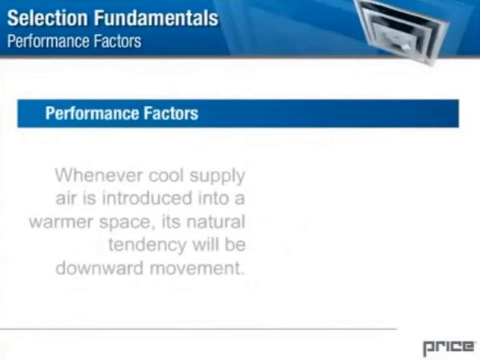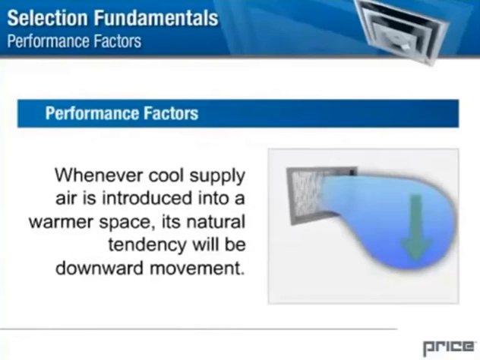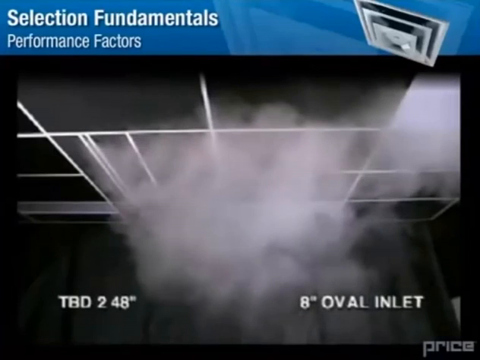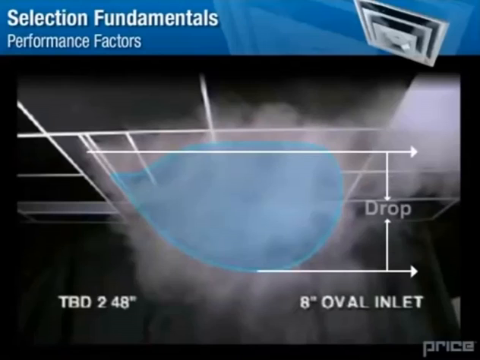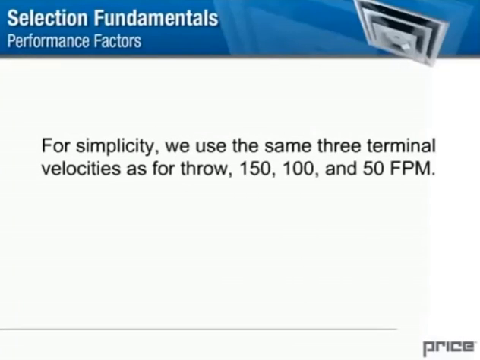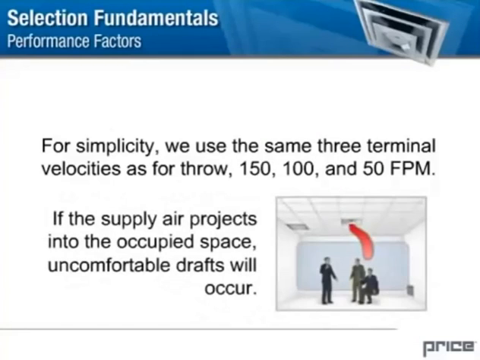Drop. Whenever cool supply air is introduced into a warmer space, its natural tendency will be downward movement. The vertical distance which the air jet extends below the ceiling is called the drop. Similar to the throw, we discuss the drop reference to a specific terminal velocity. For simplicity, we use the same three terminal velocities as for throw, 150, 100, and 50 feet per minute. If the supply air projects into the occupied space, uncomfortable drafts will occur.